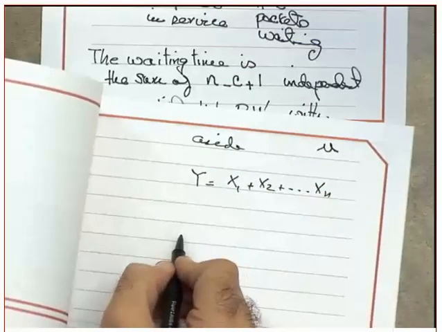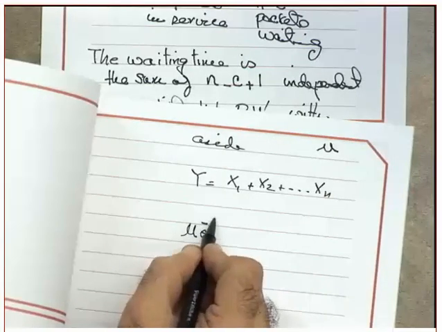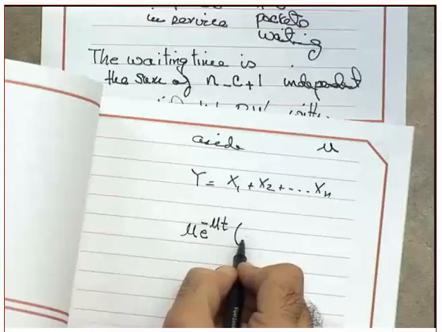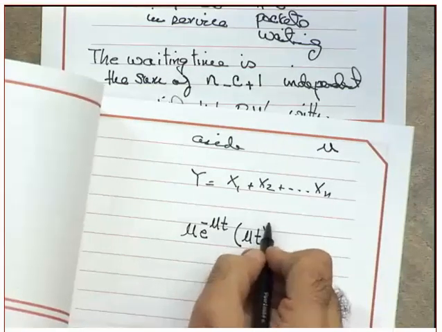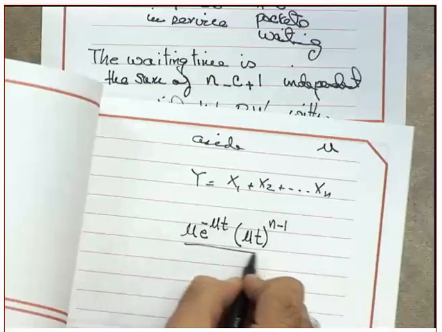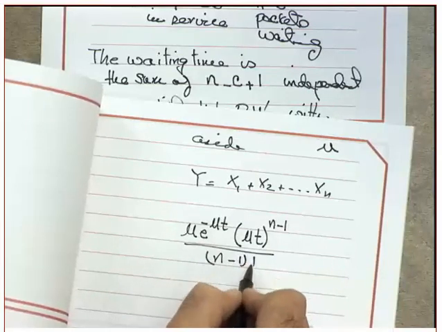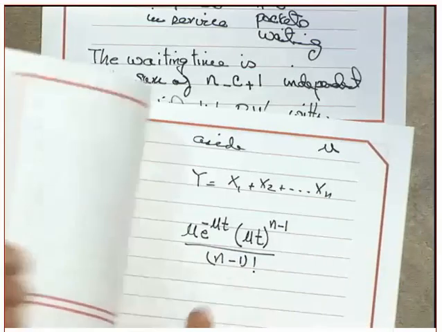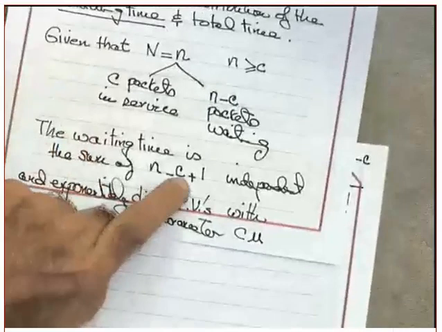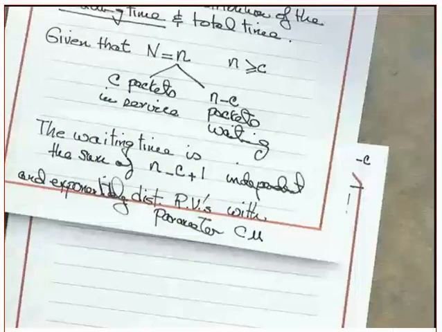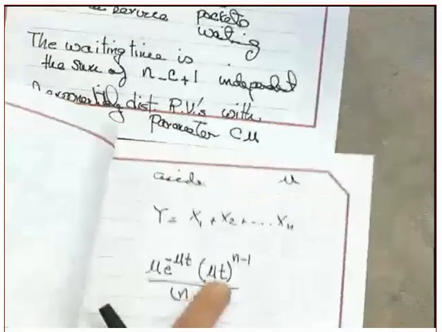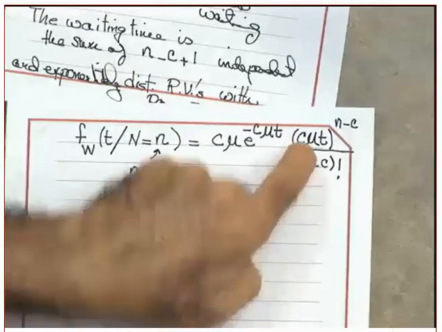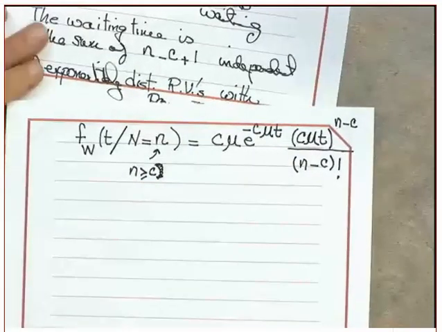It will be mu e to the minus mu t times (mu t) to the n minus 1 over (n minus 1) factorial. Agree? How many terms were there in the denominator? N minus 1. How many terms do we have here? N minus c plus 1 in the denominator? One less, which is n minus c. Now in here, it is mu t because the parameter was mu. In here, the parameter is c. Clear? Okay, good.